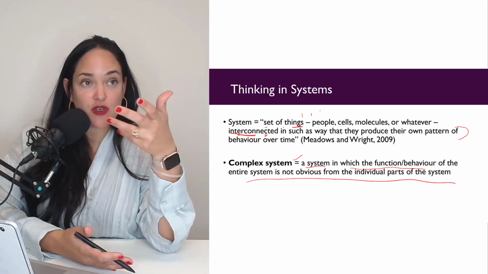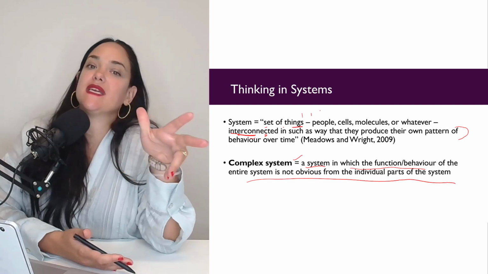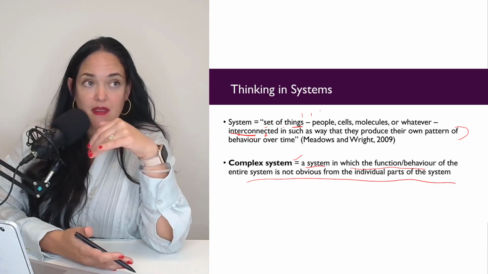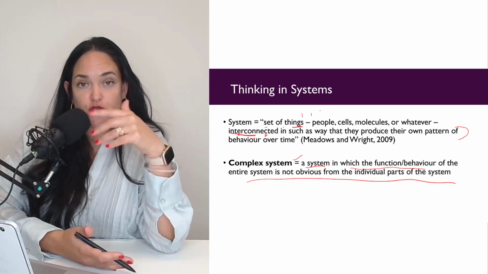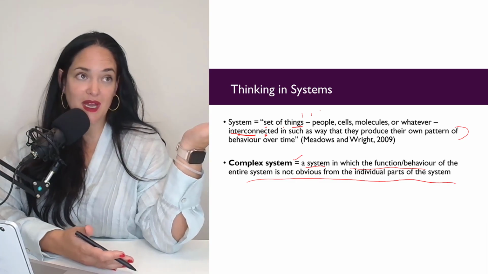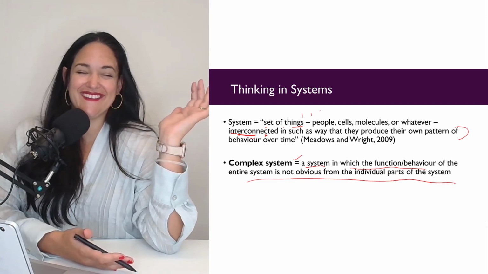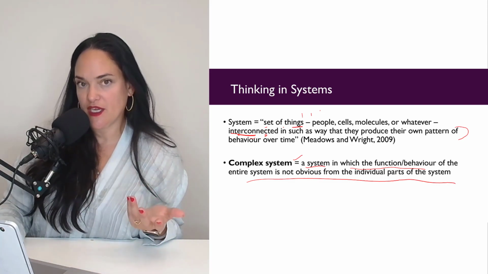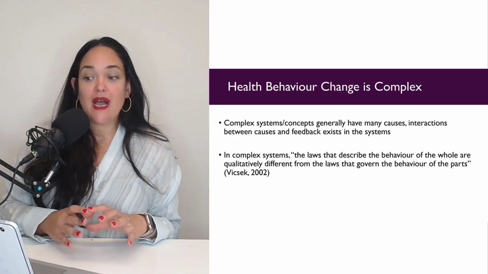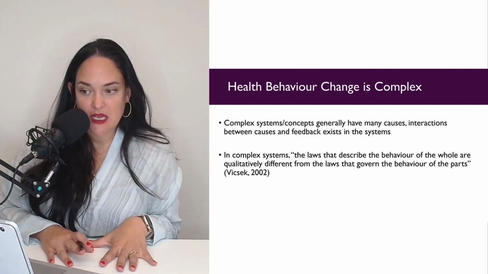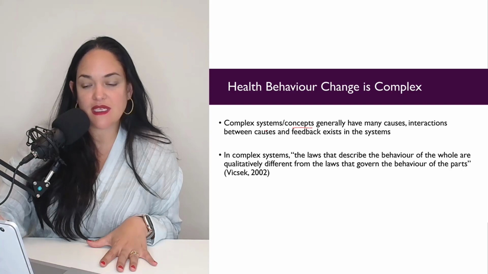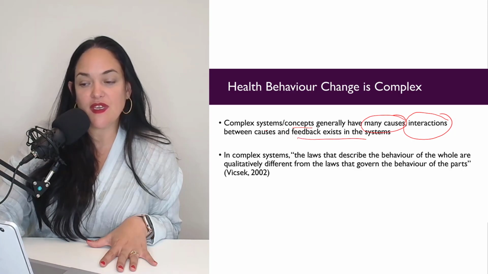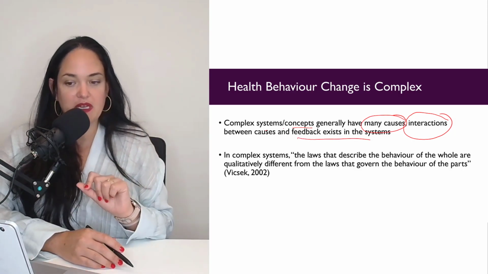Because again, when it comes to sugar intake, for instance, there's so many different things that can go into that. Maybe they're using that sugar as a coping mechanism. Maybe they have developed a preference for sugar over years and years because that's what their parents fed them when they were young and it felt like love when they were fed sugar. And of course, there are physiological adaptations to a high sugar intake as well, okay? So health behavior change is complex. Complex systems and concepts generally have many causes, interactions between causes, and feedbacks exist in systems. And I'll get to feedback in a second.